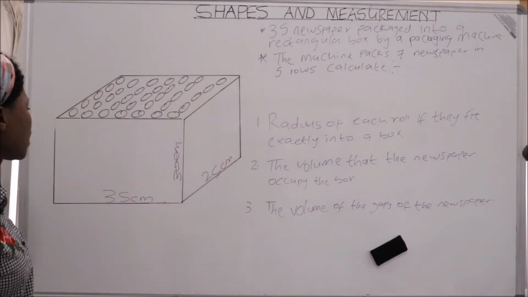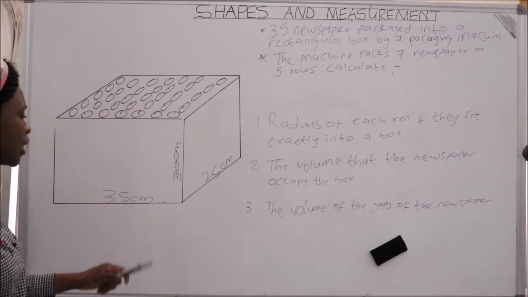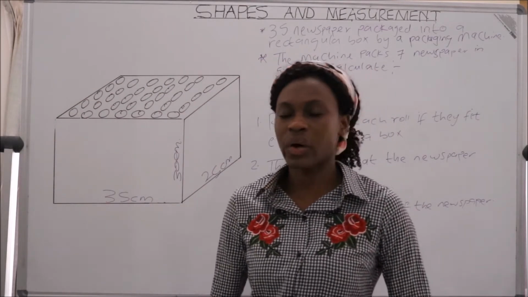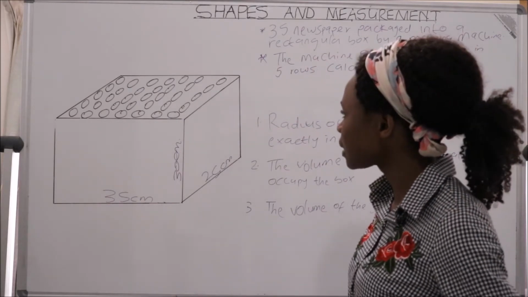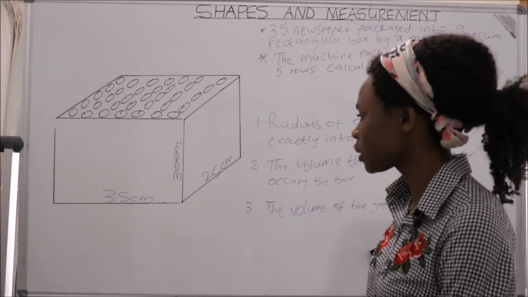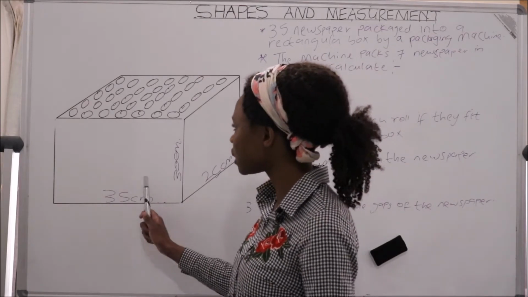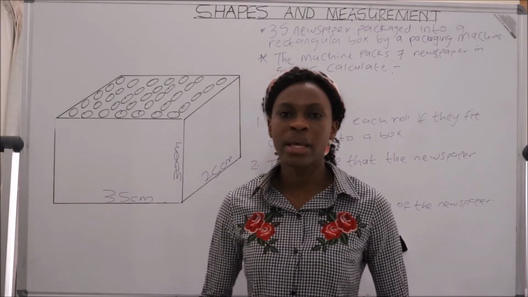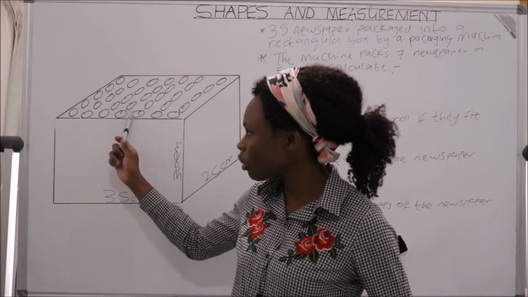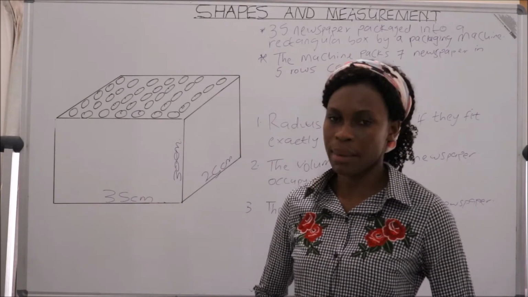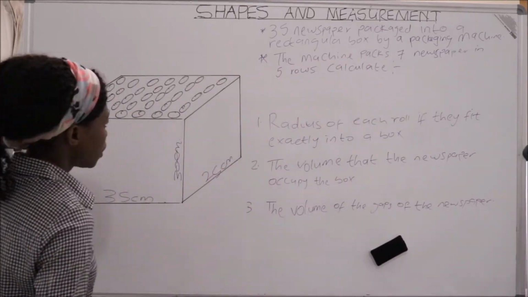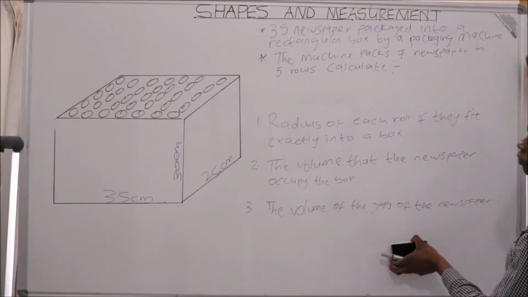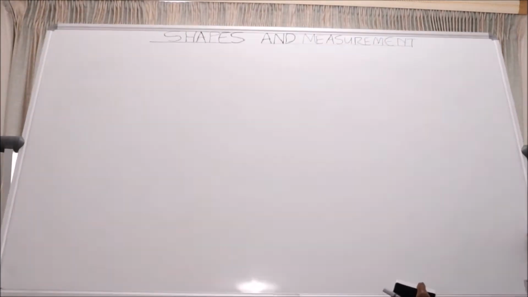Here we are given the dimensions of the box, which are 30 centimeter height and 25 centimeter breadth. To prove that these newspapers can fit exactly into the box, we have to use the 35 centimeters and also the 25 centimeters, both of them, so that we can get the radius of each newspaper roll. I'll just flip the board so that we can write the answers on the other side.